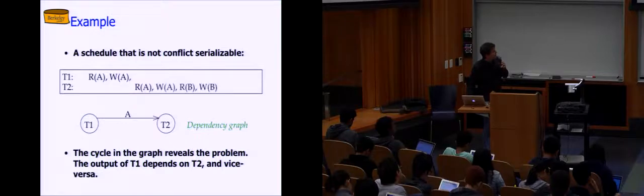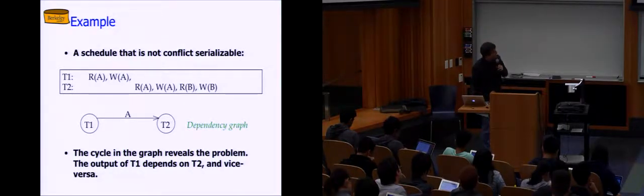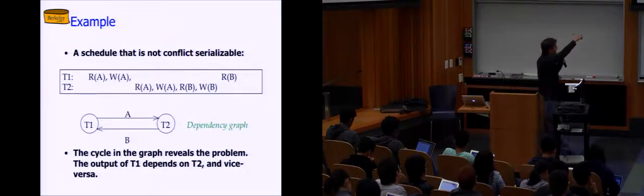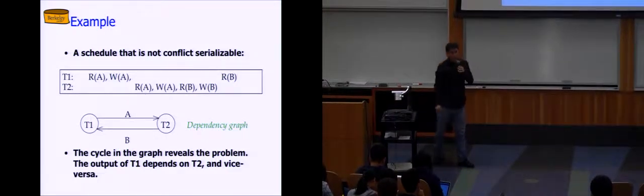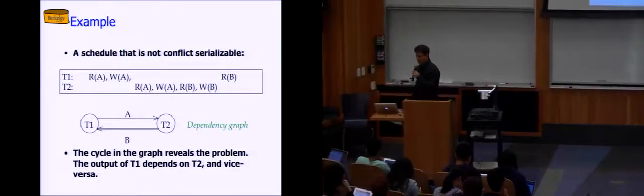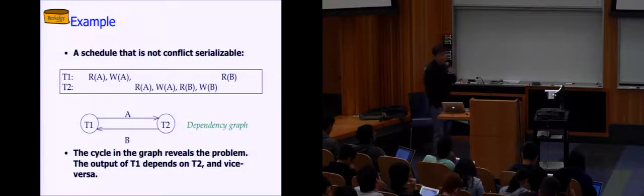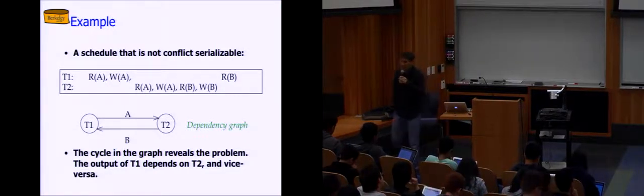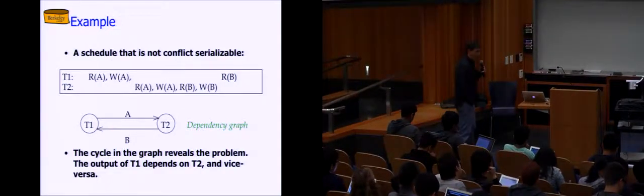And now suppose T2 has a bunch of other activities, like it does another write on A, which only reinforces that edge. It reads B, it writes B, and then T1 reads B. Well, now we get an edge in the other direction because the write of B in T2 came before the read of B in T1, right? And so this thing has a cycle, and because it has a cycle, the output of T1 depends on T2, the output of T2 depends on T1, and there's no way to serialize this schedule of transactions without breaking conflicts.